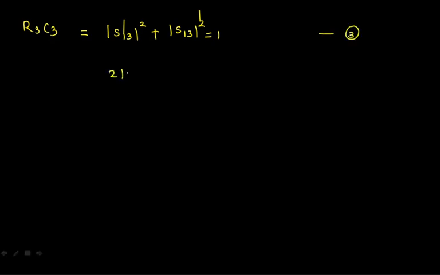Now next is R3 C3. If you multiply R3 with C3, you'll get S13 square plus S13 square, which is nothing but 1. Okay, so let us give this equation as equation number 3. So if 2 S13 square is equal to 1, I can write S13 square is equal to 1 by 2, and so S13 will become 1 by root 2.